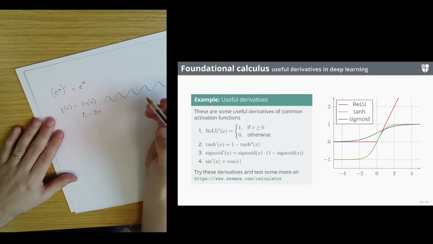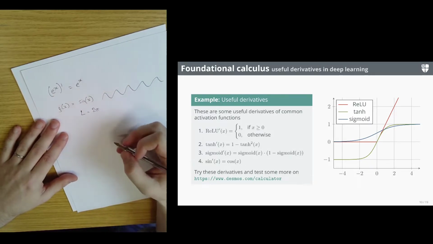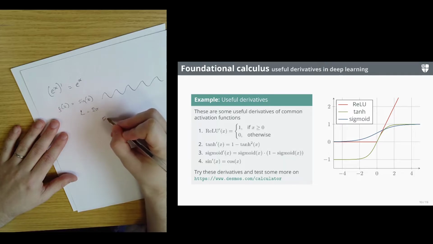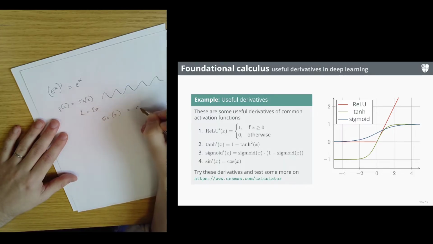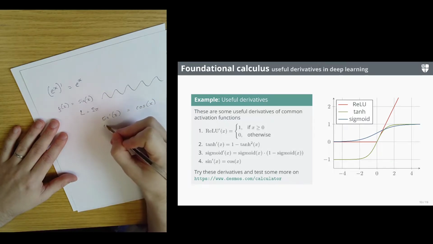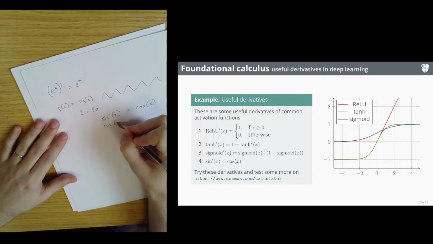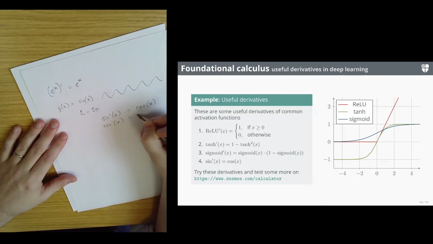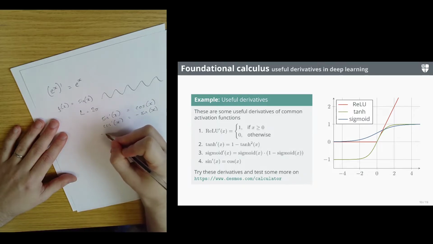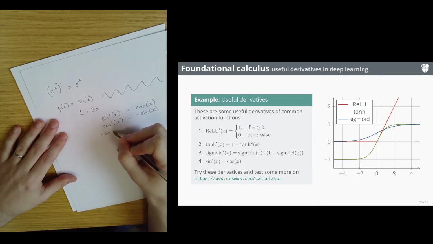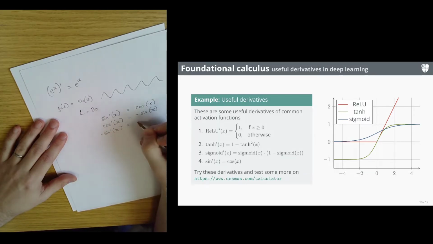So with sine of x, if you look at all of its derivatives, the first derivative of sine of x is cosine of x. The first derivative of cosine of x equals minus sine of x. And the first derivative of minus sine of x equals minus cosine of x.